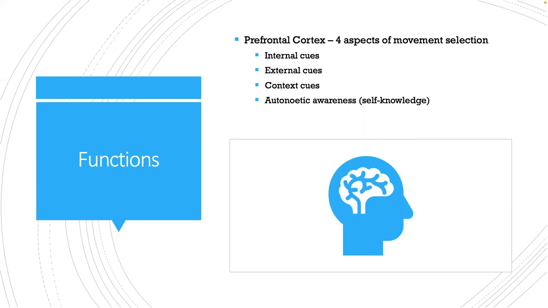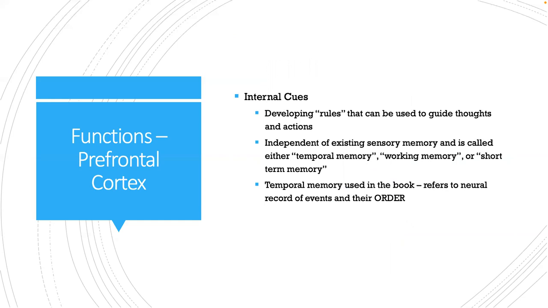So this selection can be controlled by internalized information or by external cues, or it can be made in response to context or self-knowledge, which is also referred to throughout the chapter as autonoetic awareness, self-knowledge. Internal cues speak to developing rules, quote unquote, that can be used to guide your thoughts and actions. They're independent of existing sensory memory, which is called either temporal memory, working memory, or short-term memory. The book tends to use temporal memory, referring to neural records of events and their order.